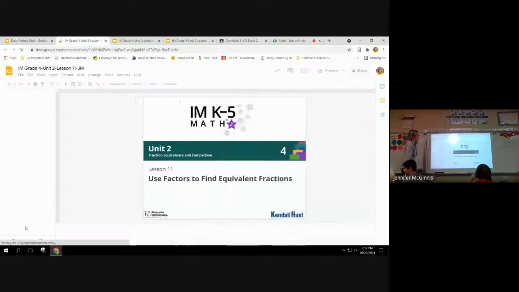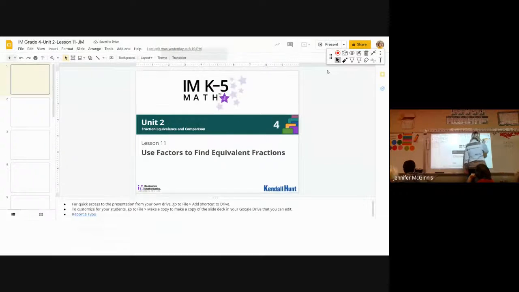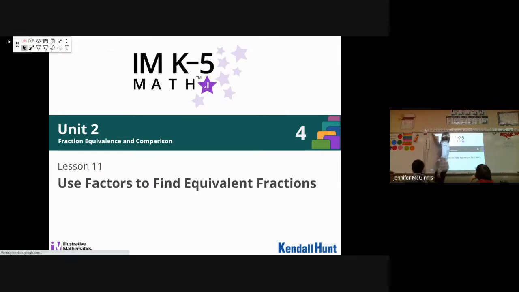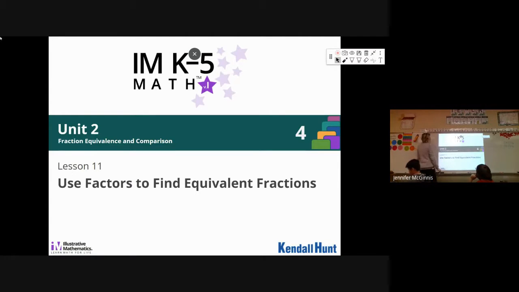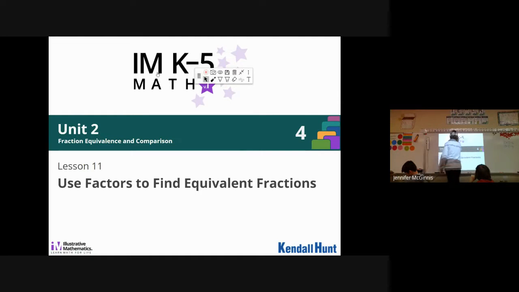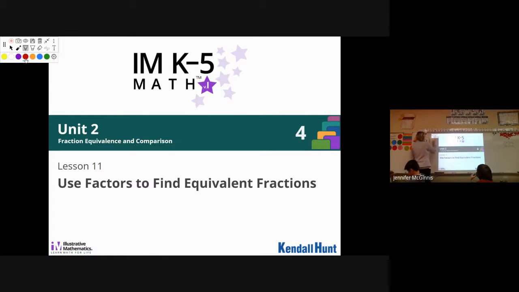Very nicely done. Let's talk about today's review slide. Here we go. Today we're going to be talking about factors. And we remember our discussion yesterday. Factors are the rainbow. The multiples are the list. When I start listing multiples of 12, I'm going to start with 12. I'm going to count by 12. Go. 12, 24, 36, 48.